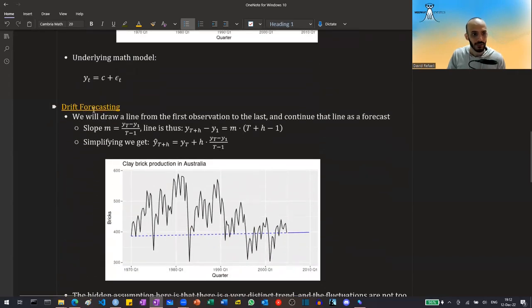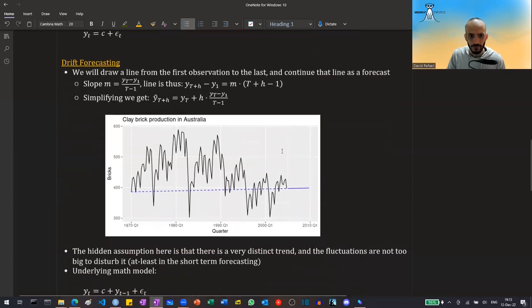The third one is called drift forecasting. What we do here is draw a line from the first observation to the last observation, and we just continue that line. It's just simple math. You take the slope by calculating the value at time T minus the value at time 1, divided by the distance between them, which is T minus 1. Then you get this line equation, and you can simplify it to the equation over here.